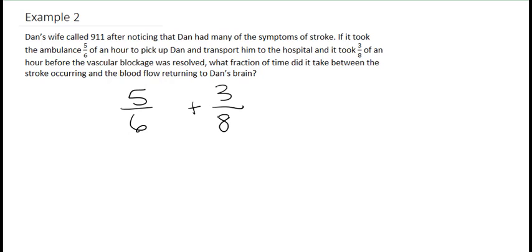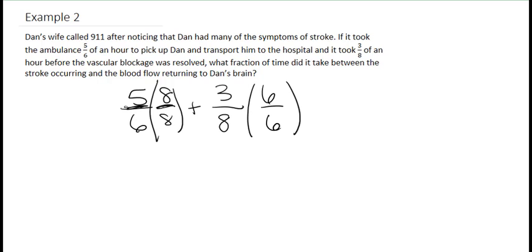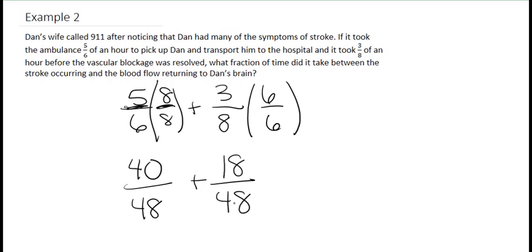Now we notice that these do not have common denominators. So one easy way to get a common denominator between two different terms is to multiply the denominator by the other term on top and bottom. So we will go 8 times 8 here, and then 6 times 6 here. So then let's go ahead and multiply each fraction out. So 5 times 8 is equal to 40, which is over 48, because 6 times 8 is 48. Then we're going to add 3 times 6, which is 18, and our denominator is 48.